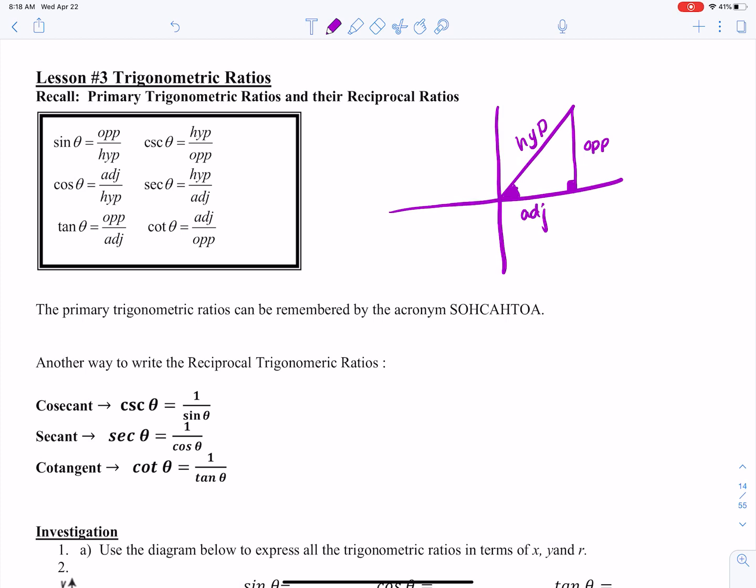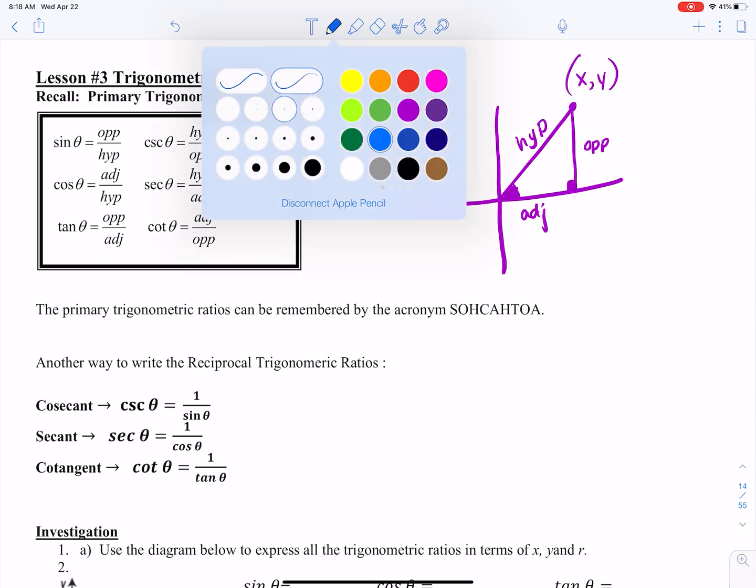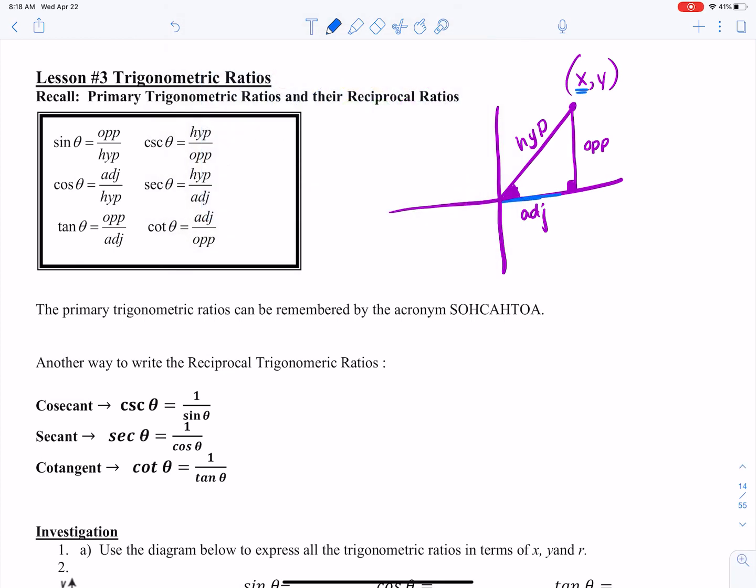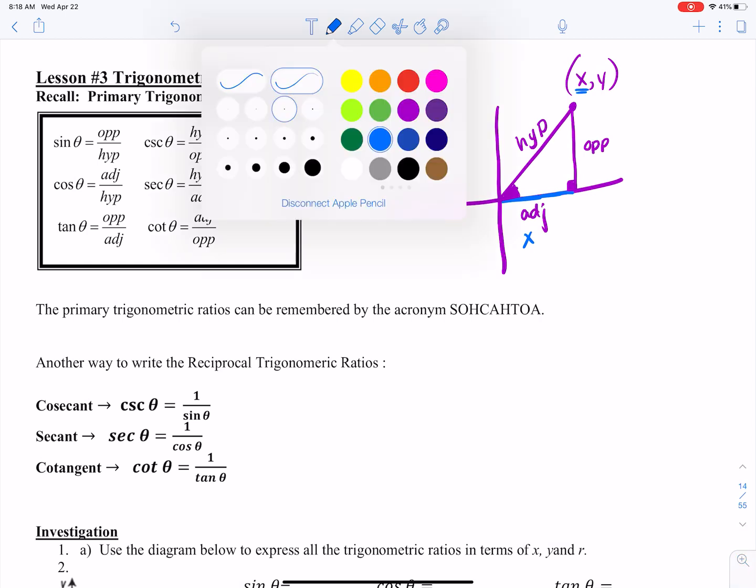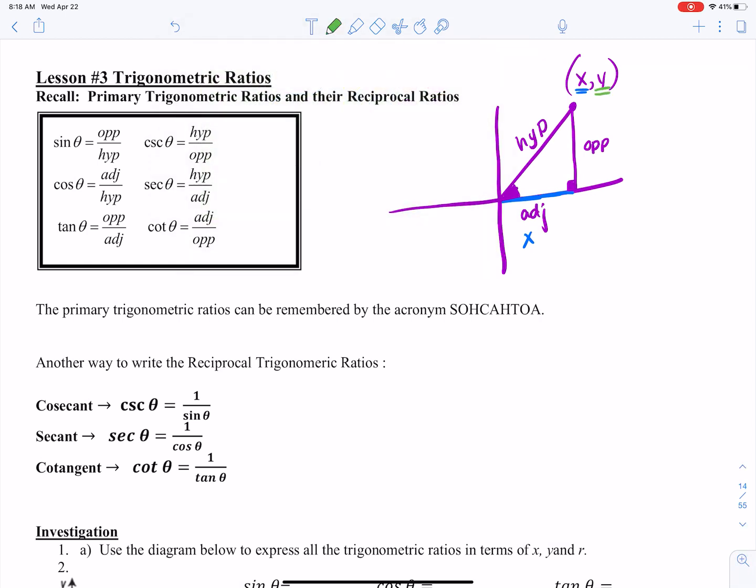But the way we look at it in Math 30, because we're going to be going into all 4 quadrants, is if I have the point xy, the x value is this distance here, so that's why the adjacent side becomes x. The y value is this distance here, because that's how far it is up the y-axis. That becomes, opposite becomes y, and then our hypotenuse is our r value. So instead of using opposite, adjacent, and hypotenuse, we use x, y, and r.